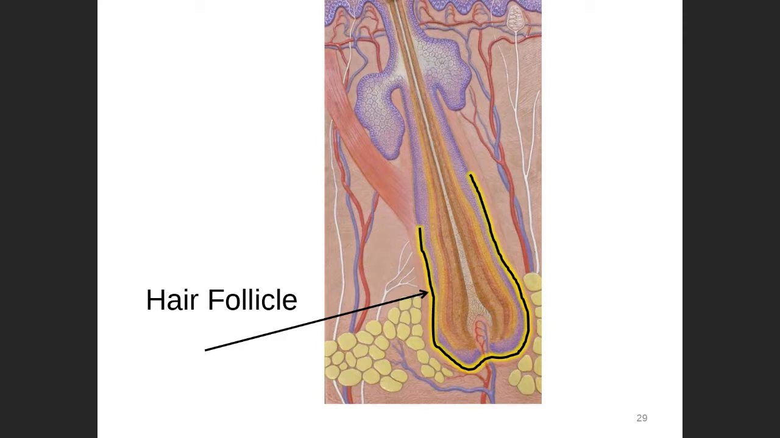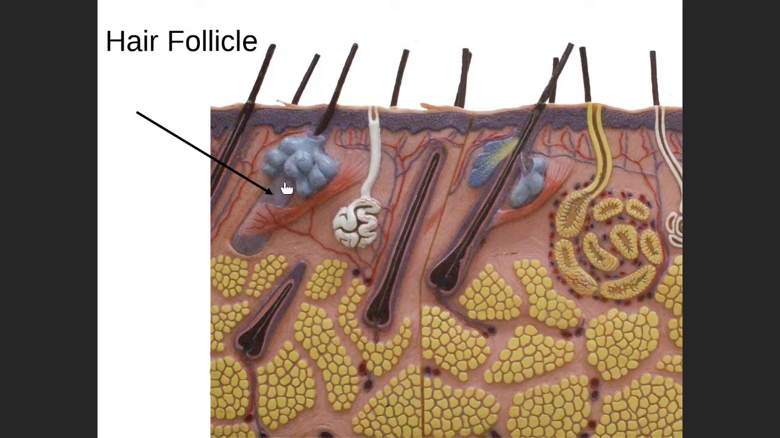You cut through the hair follicle. So this black yellow line is representing the hair follicle, like a letter in an envelope. The envelope surrounds the letter, so the hair follicle surrounds the hair. And here you can see the hair follicle looks like a purplish gray structure that surrounds the hair underneath the skin.